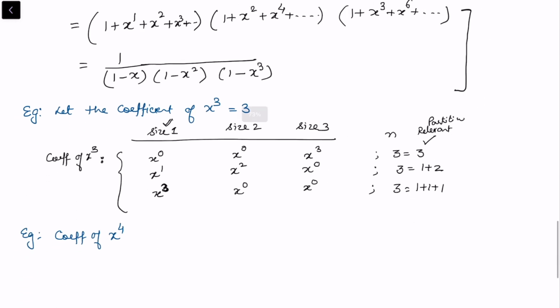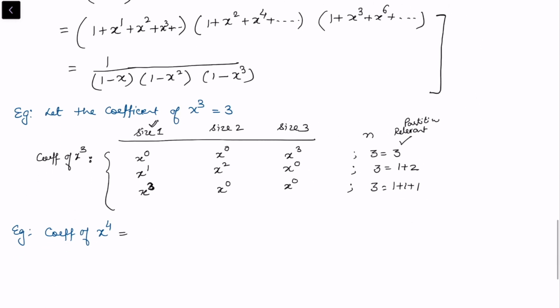So now if I want to write the coefficient of x to the power 4, this was 4. Let's extract again from the sizes. So this will be size 1, here it will be size 2, here this will be size 3. And if I just look at here, once we take x to the power 0 here, then if I take x square square, this means this is x to the power 4.